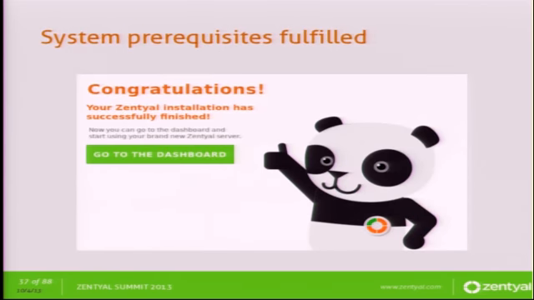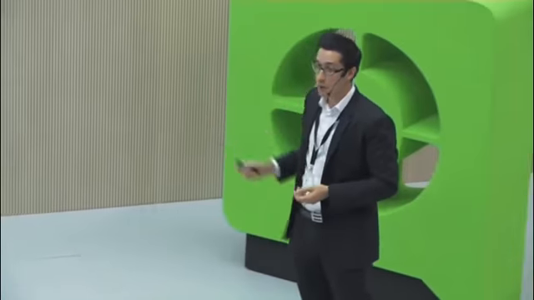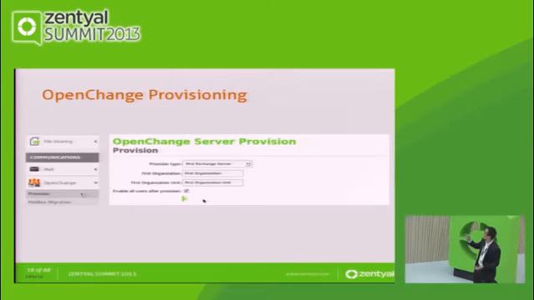And finally, congratulations, I have installed the basic configuration. I just have OpenChange to install now. That was as easy as that. So next, I go in the left menu because I have OpenChange installed, and I click on provision.